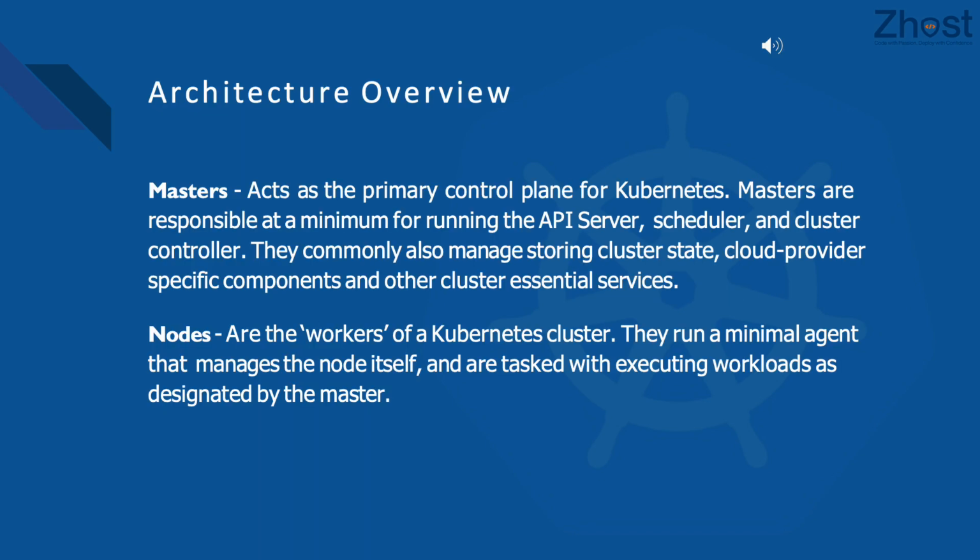Masters act as the primary control plane for Kubernetes. Masters are responsible at a minimum for running the API server, scheduler, and cluster controller. They commonly also manage storing cluster state, cloud provider specific components, and other cluster essential services. Nodes are the workers of a Kubernetes cluster. They run a minimal agent that manages the node itself, and are tasked with executing workloads as designated by the master.